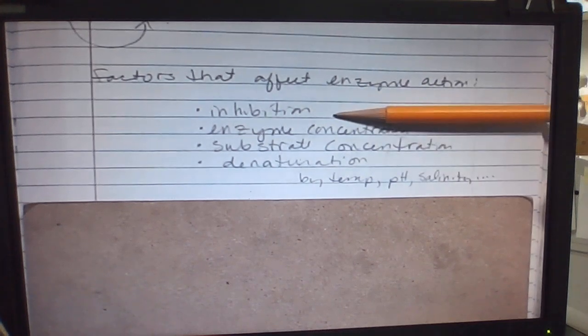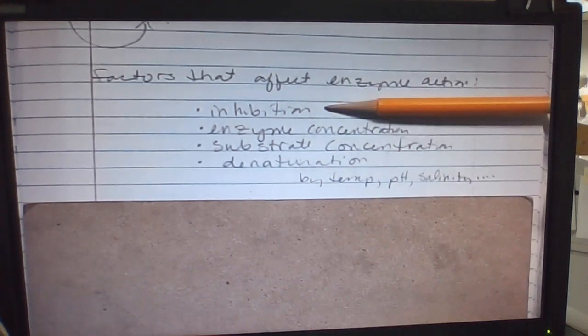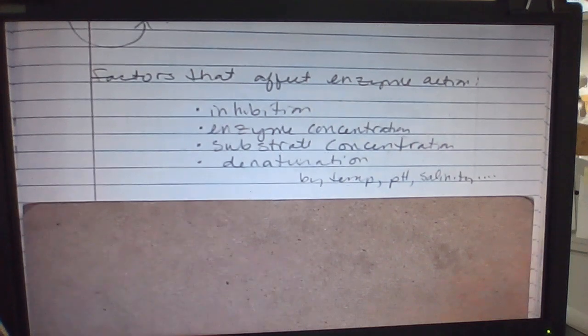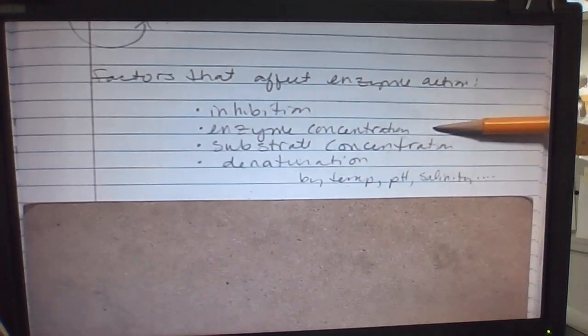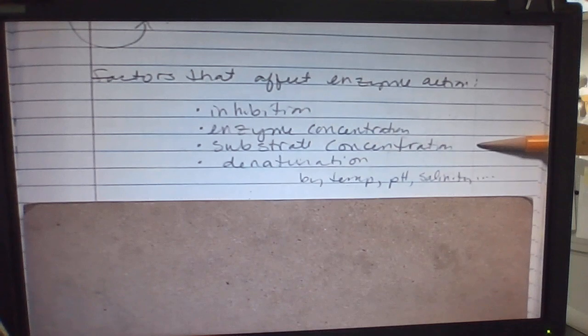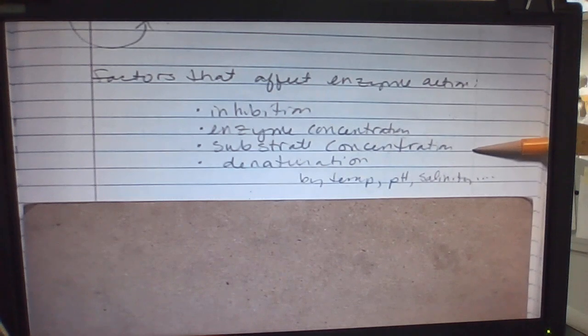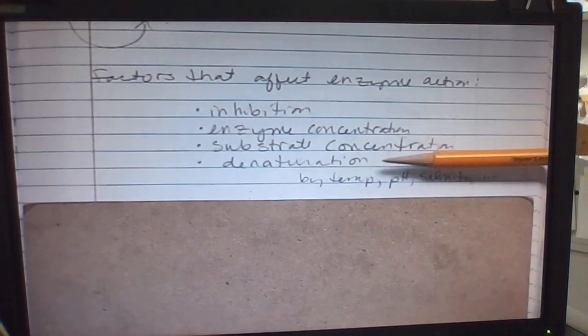So inhibition, we looked at that before: competitive, non-competitive. It's inhibiting, it's not allowing the enzyme to work. So enzyme concentration can affect enzyme action. The more enzyme there are, the more work can be done. Substrate concentration, if the substrate's really dilute, it might be harder for the enzyme to get anything done because it's waiting to bond with one of those substrates.